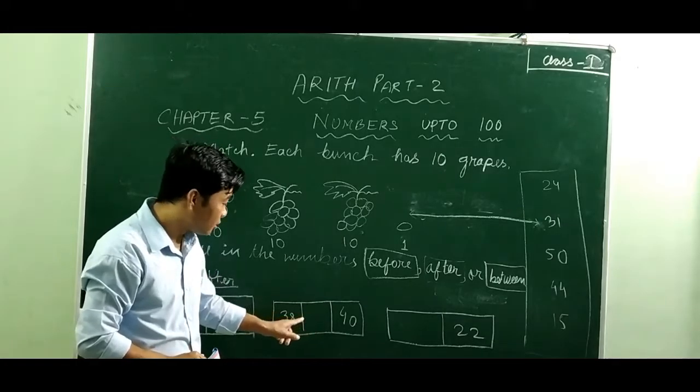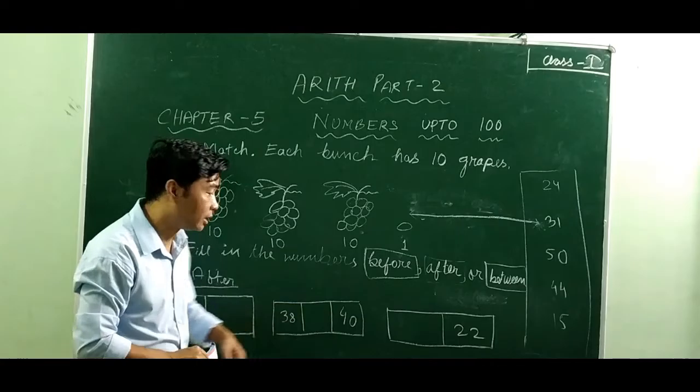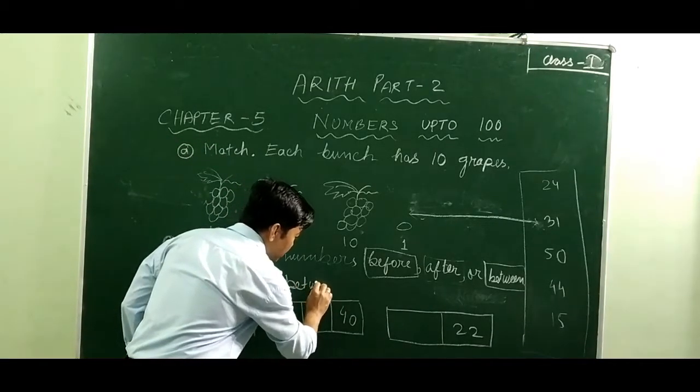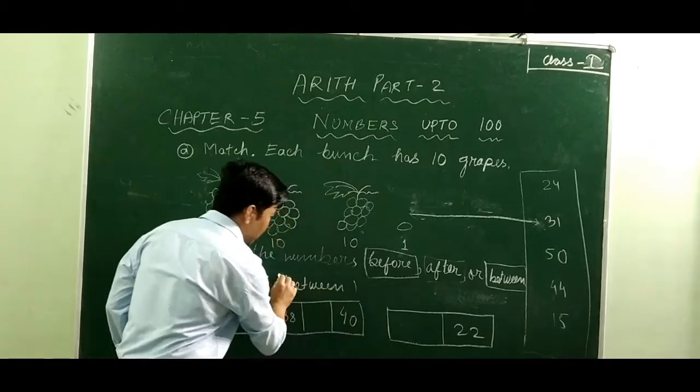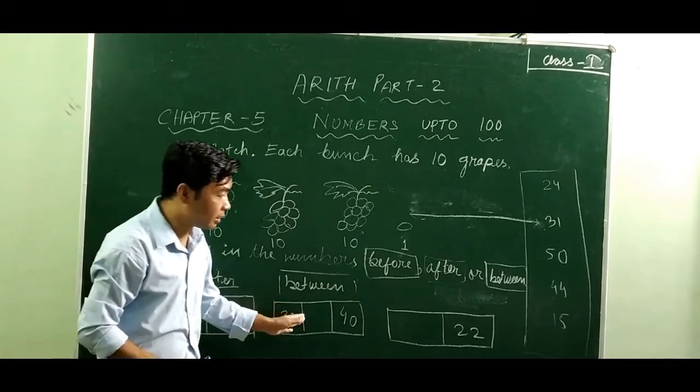Means between. So 38 and 40. What number is there in the middle? In between. That means between. If you are going to find a number that is in the middle, then it is between. So we will write in the box like this. This is after. This is between.